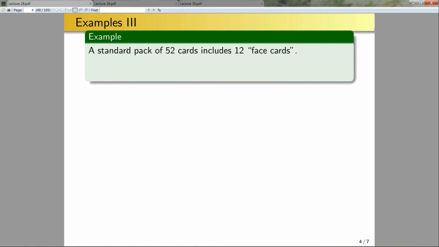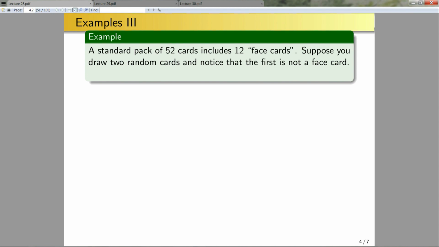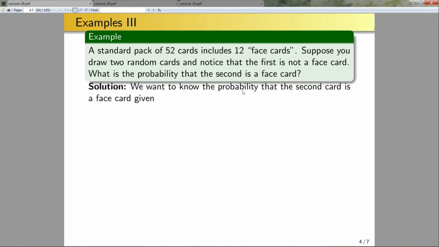A standard pack of 52 cards includes 12 face cards. So here the face cards are Jack, Queen, and King. Everything else is a non-face card. Suppose you draw two random cards and notice that the first is not a face card. What is the probability that the second card is a face card? Well, let's look at how I could possibly go about doing this. So, solution. We want to know the probability that the second card is a face card, given that the first card is not a face card.